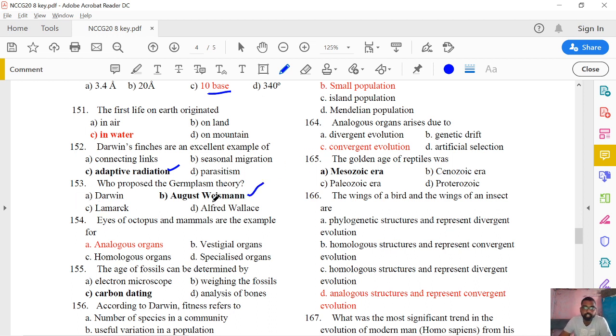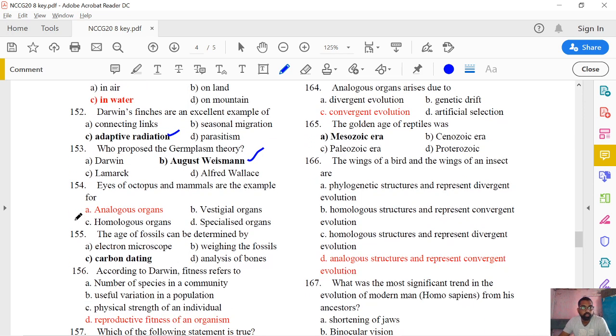He conducted experiments on rats. He started cutting the tails of the rats and found that the particular character is not passed on. So the somatoplasm theory was completely rejected because of this. Eyes of octopus and mammals are the example for what? They perform the same function, but they have different origin. Therefore, they are analogous organs, and they are the result of convergent evolution.